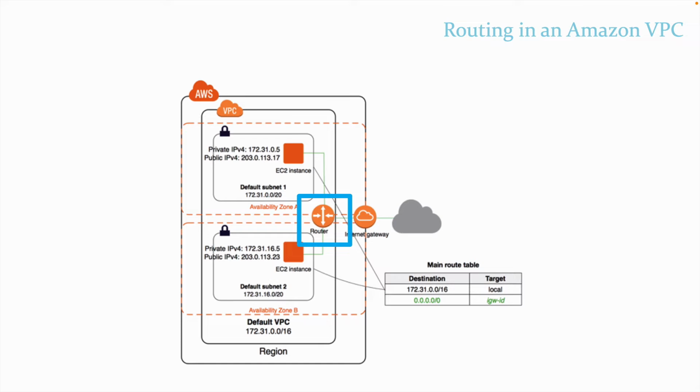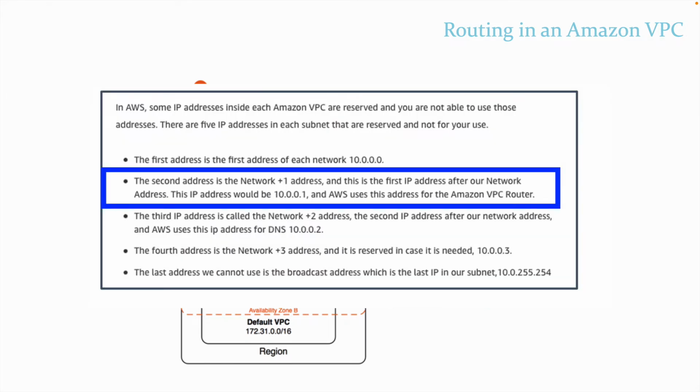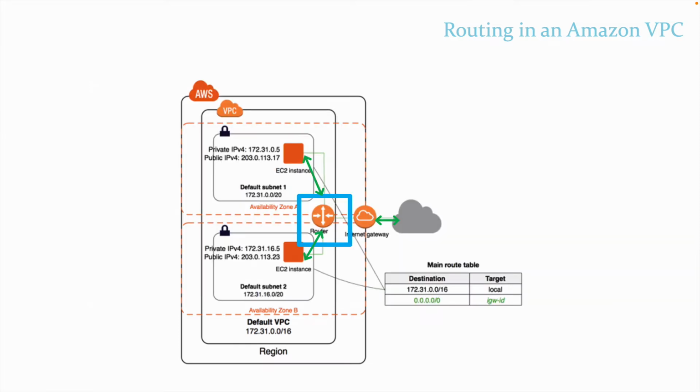Well, every VPC has a VPC router, and it is highly available and simply moves traffic from somewhere to somewhere else. And it runs in all of the availability zones that your VPC uses. And the router has a network interface in each subnet inside your VPC, and it uses the network plus one address that we discussed in our last lesson. And you don't need to worry about this router. It's managed by AWS, and it routes traffic between the subnets in your VPC.